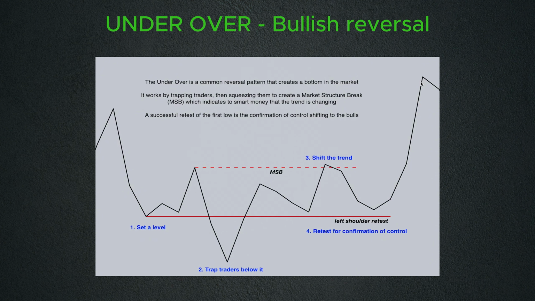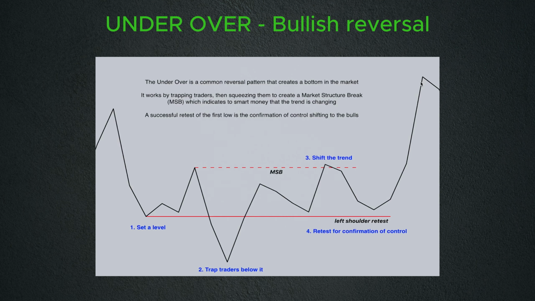That will indicate to anyone that trades with price action principles to not short this and potentially go long, so it becomes self-fulfilling. It follows up with a successful retest of the first low, and that is a confirmation of control shifting into the bulls' favor in this case.